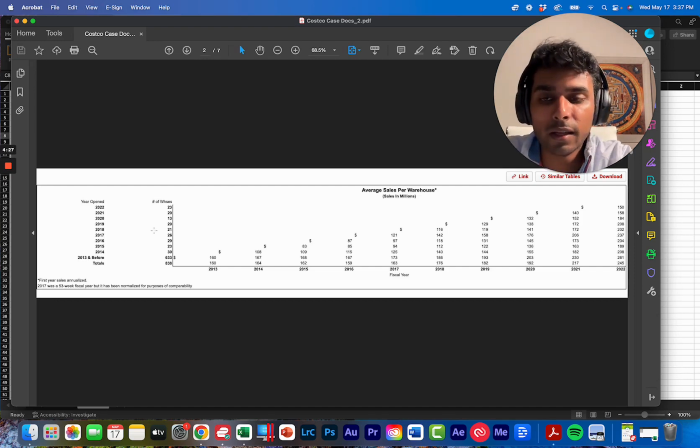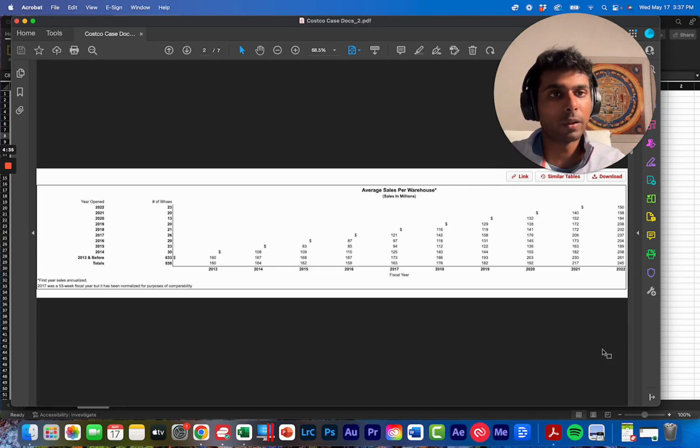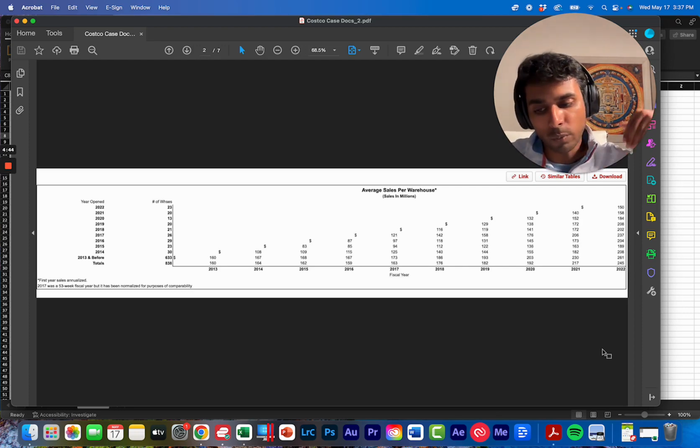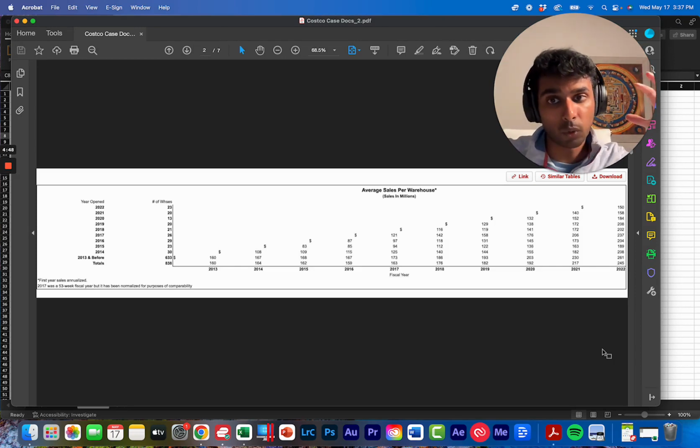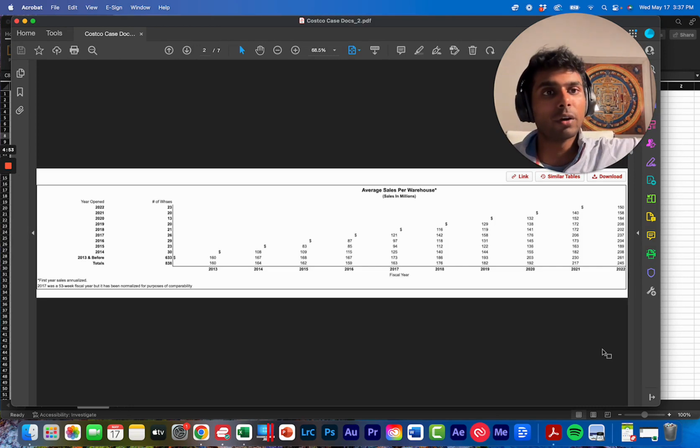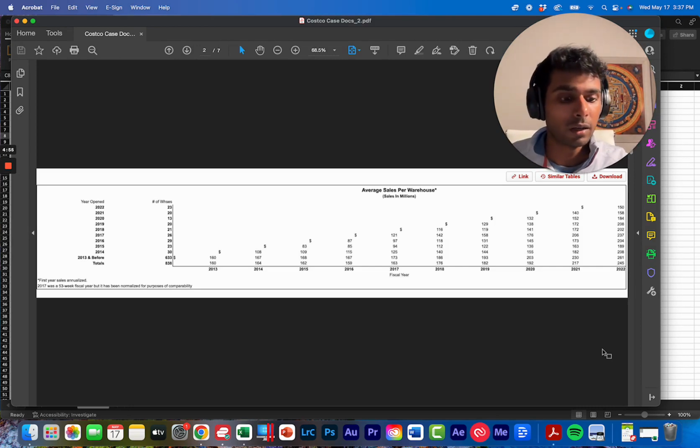We can see that the older warehouses ramp up over time. New warehouses start off with a lower productivity in terms of sales per warehouse, and then older warehouses generate a lot more in revenue per warehouse. In a couple of modules, when we get to forecasting growth, this is a really important concept of where growth comes from: the warehouses maturing over time and increasing their penetration rate or market share within the community that they're in.